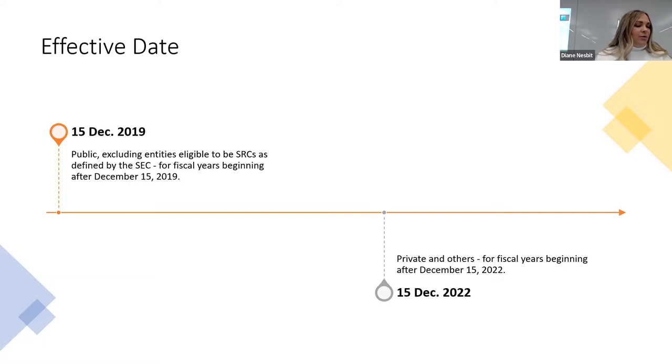And just as a side note, if you do prepare and present interim GAAP financial statements, it does need to be implemented for any interim financial statements that you prepare. So just make note of that. It does apply to interim periods in 2023 as well.